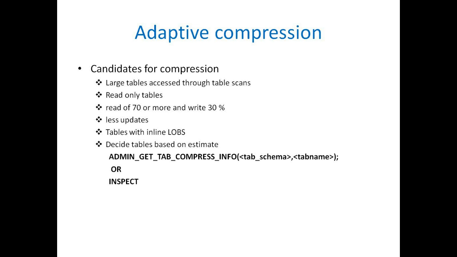And you can estimate the compression of the data. There's a new introduction, ADMIN_GET_TAB_COMPRESS_INFO, a new version of it, which has only tab schema and tab name. If you execute this, it will give the ratios: what is the estimate that you get for static and what is the estimate for adaptive compression. Based on that, you can decide and prefer the option. The other option is INSPECT, which will give the page-level details of the compression estimate.